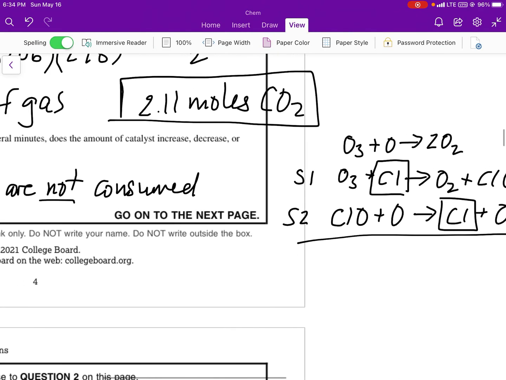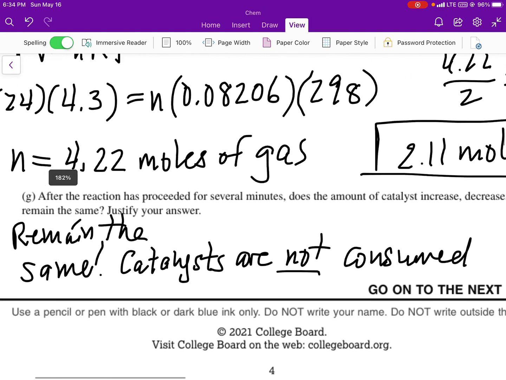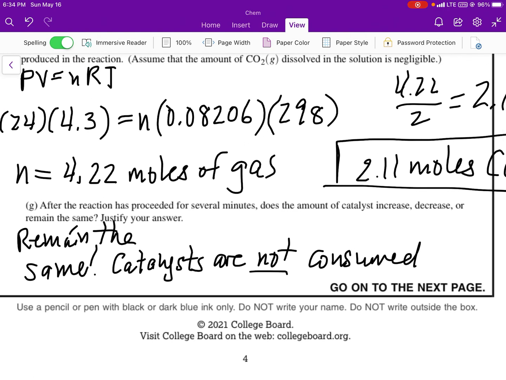So therefore, the answer to this question is it remains the same and catalysts are not consumed. So this wraps up question 1 of the 2021 AP Chemistry Free Response.